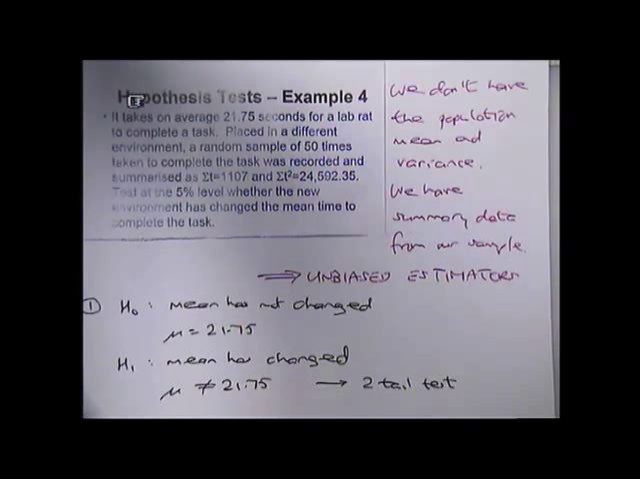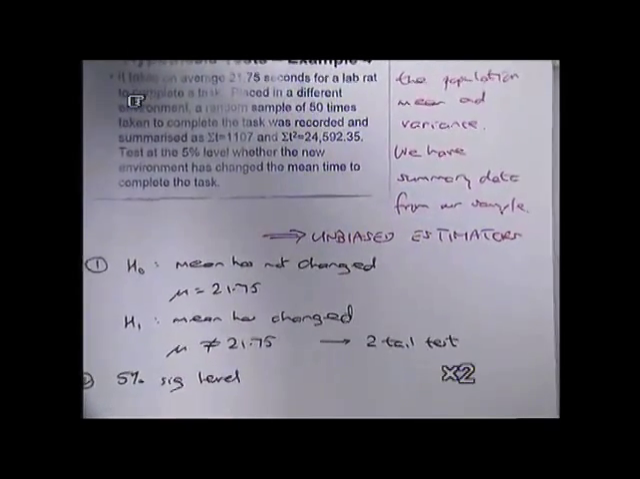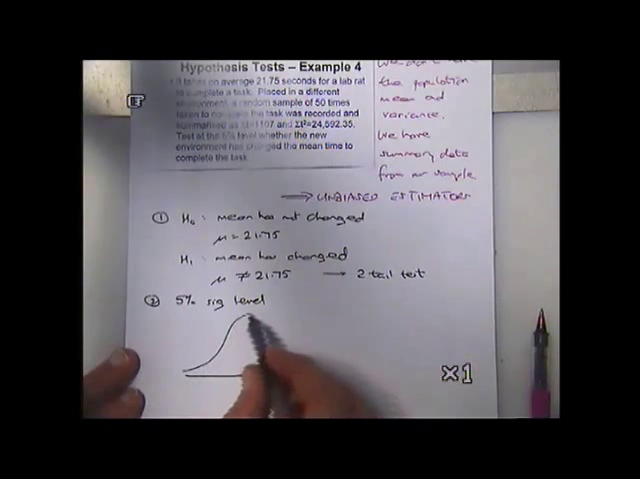Right, step two. Decide on the significance level of the test. We're told it's 5% significance level that we're using. At this point, this is when I decide I'm going to draw a diagram. Then I can work out where I'm heading and what I'm doing.